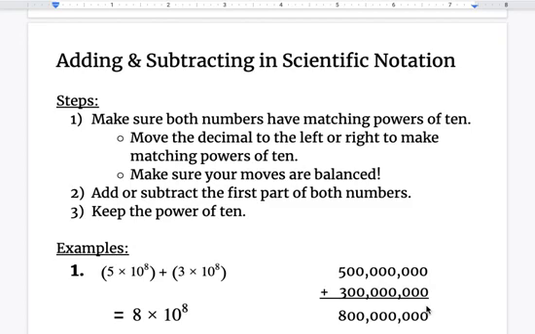There's no need to do any math if those powers of 10 are already matching, because just like in normal addition, when you line it all up, you're not really doing any math. You're just keeping it the same.